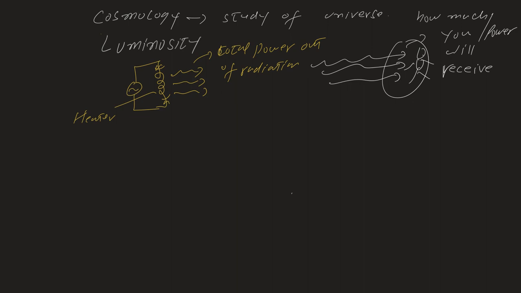So what is meant by luminosity now? For example, this heater is represented by a star, and this star is giving out radiation in all directions. Here we have to assume that the star gives radiation that spreads out uniformly through a sphere of radius r, for example. So the star is giving radiation all around in all directions.